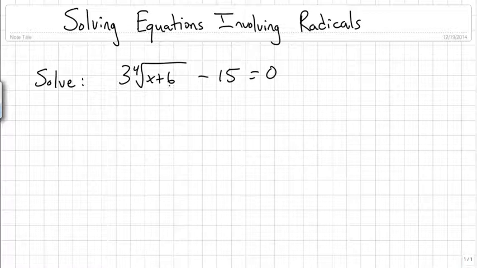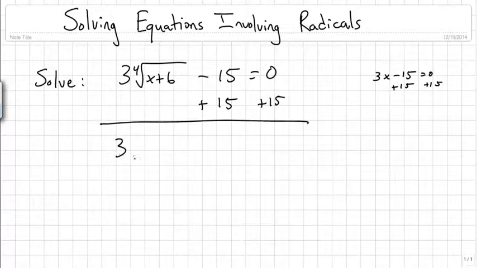So you just isolate the radical just like you would if it was just a big x sitting there. So if you had to solve this problem, 3x minus 15, the first thing you would do would be to add 15 to both sides. We're going to do the same thing in this problem. So we end up with 3 times the fourth root of x plus 6 is equal to 15.